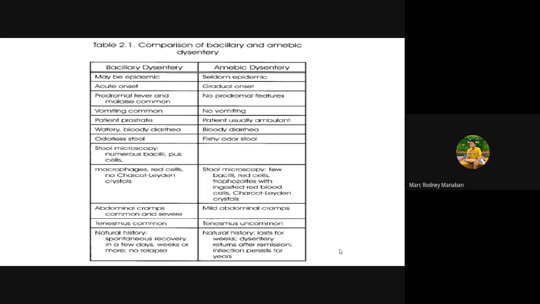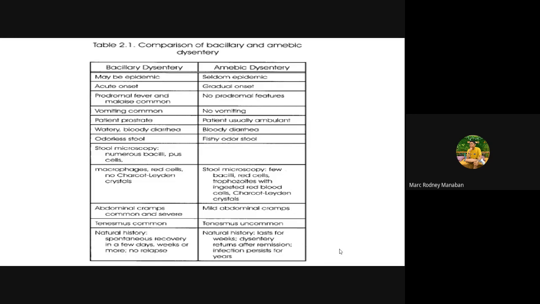Vomiting is common in bacillary, sa amoebic dili. The patient is prostrate, meaning dili siya katindog or maglisod siya sa daily life. Whereas for amoebic dysentery, your patient is ambulant, so pwede pa siyang stand up, pwede pa siyang maglakaw-lakaw. For the diarrhea, watery and bloody ang bacillary, and for amoebic, bloody.